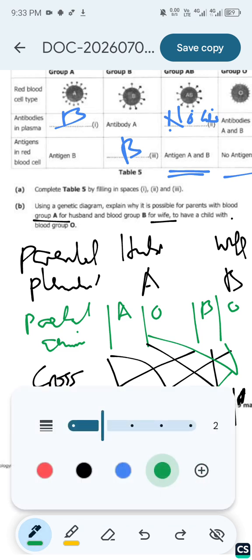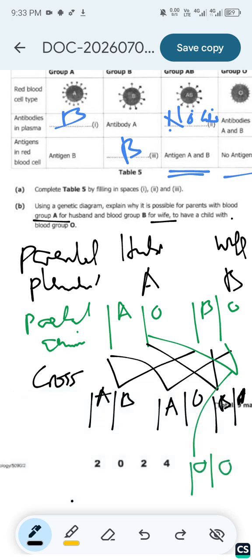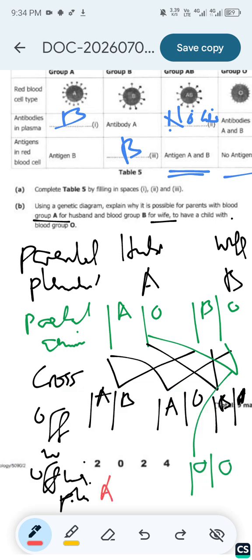So when we are looking at the offspring, this is offspring genotype. But when we look at the offspring phenotype, we are going to produce the results as AB, which is blood group AB. Then this one is going to be blood group A. Then this one is going to be blood group B. But this one is going to be shown as O. So this is the possibility of this couple having a child who is O.